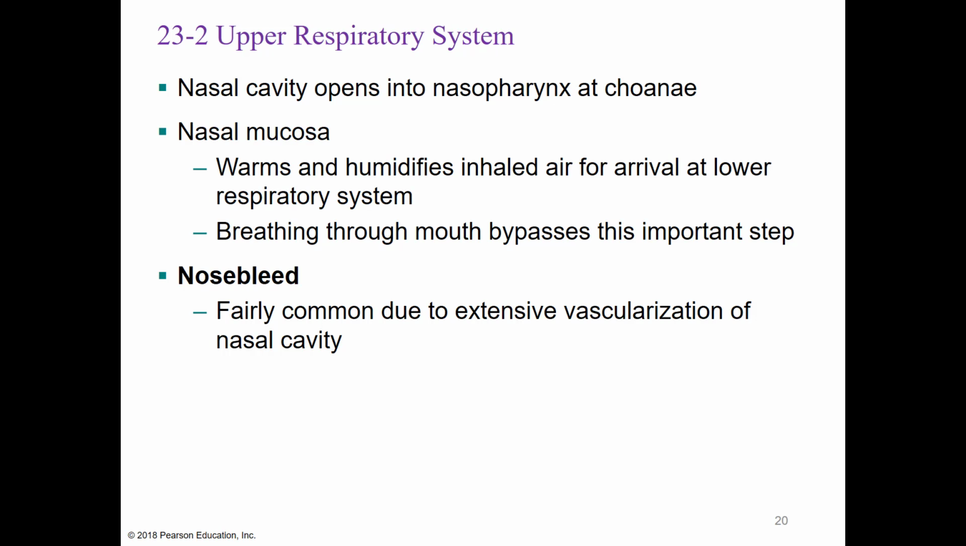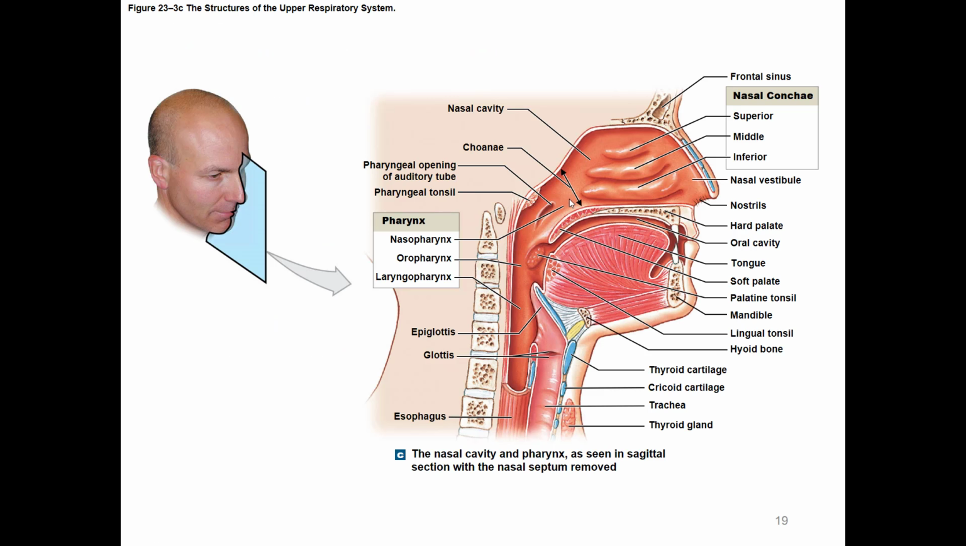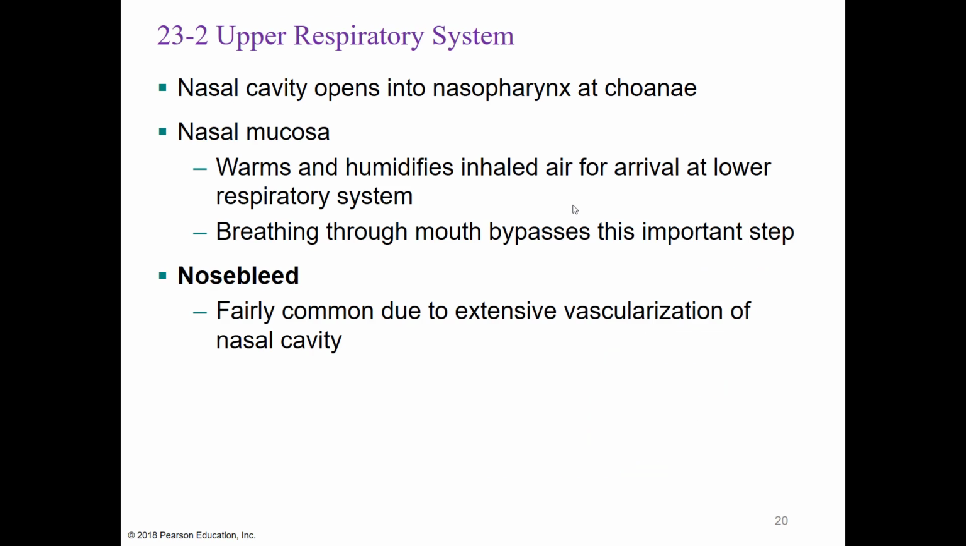The nasal cavity opens into the nasopharynx at the choanae, which we pointed out here. The nasal mucosa, so this would be the epithelial tissue that lines the nasal cavity, is going to warm and humidify that inhaled air for arrival at the lower respiratory system. If you breathe through your mouth, you do bypass this very important step. And nosebleeds are common because there is a lot of vascularization in the nasal cavity. Lots and lots and lots of blood supply in the nasal cavity.